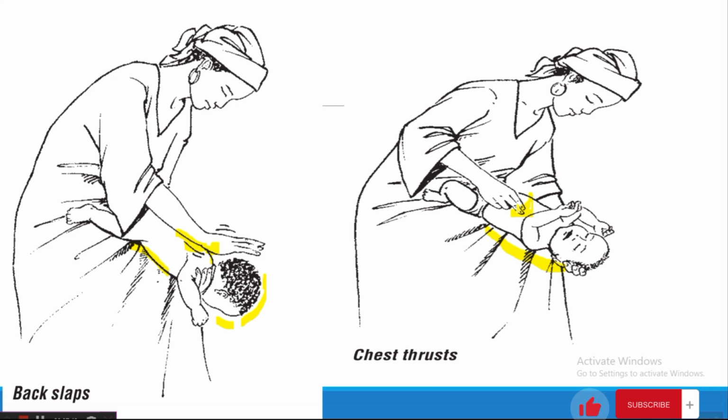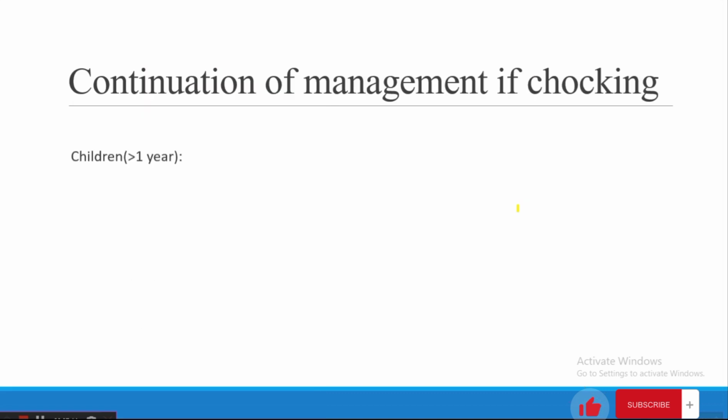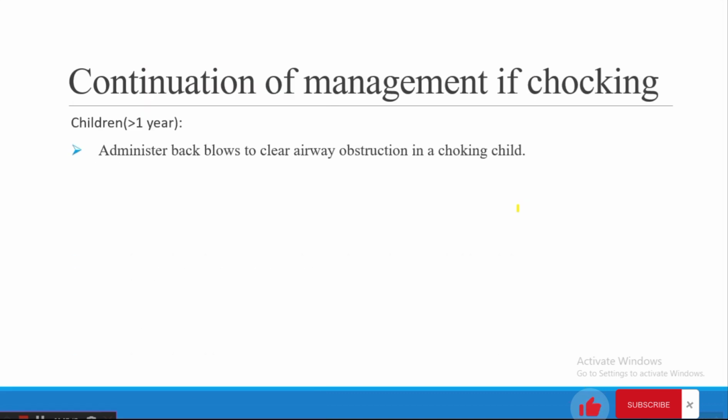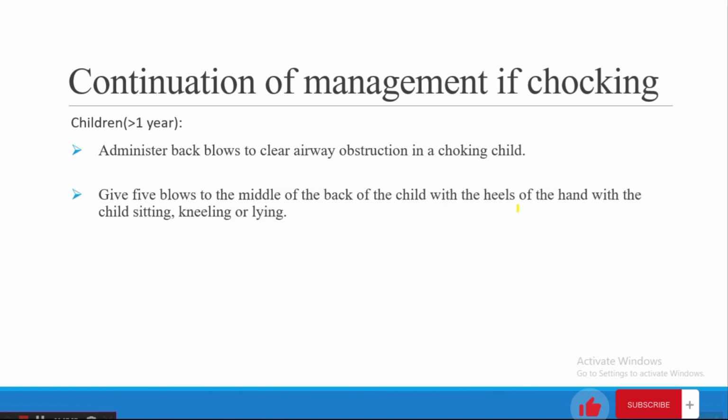What about children that are 1 year and above? This is what you do. You administer blows to the back to clear the airway obstruction. So even here you give a blow. But those blows here, the child can be sitting, kneeling or lying. Okay.